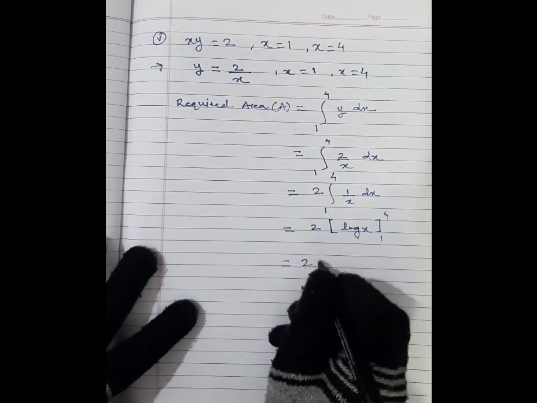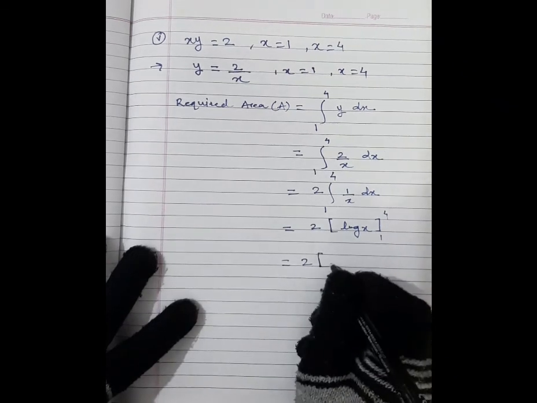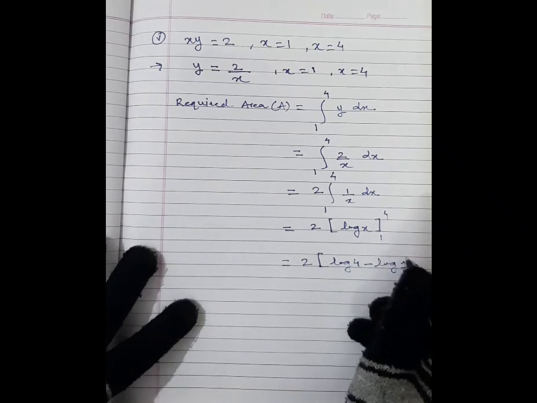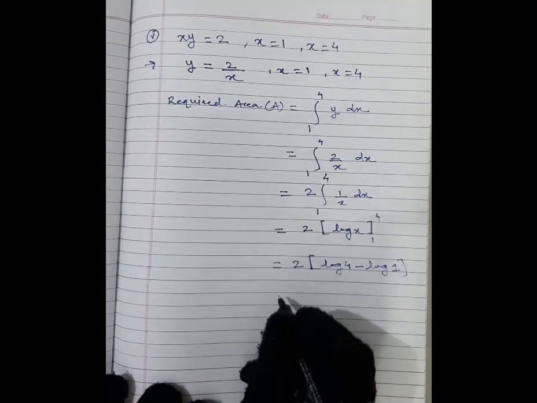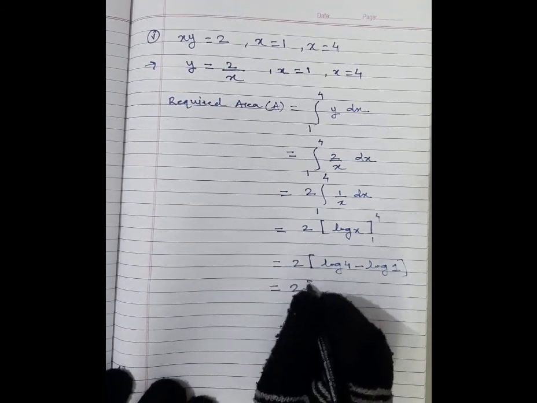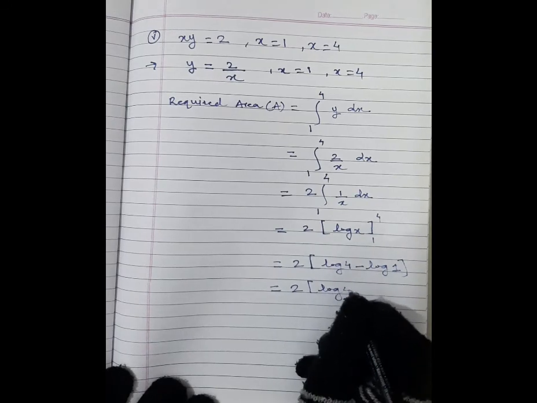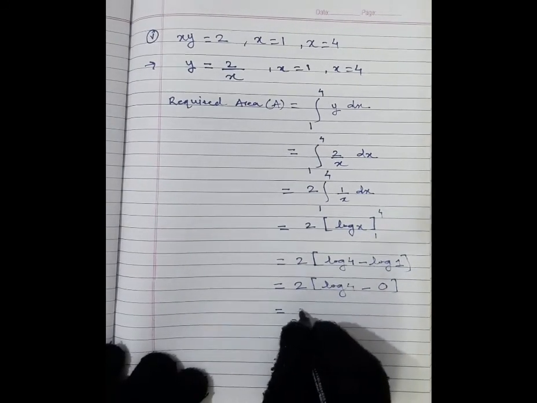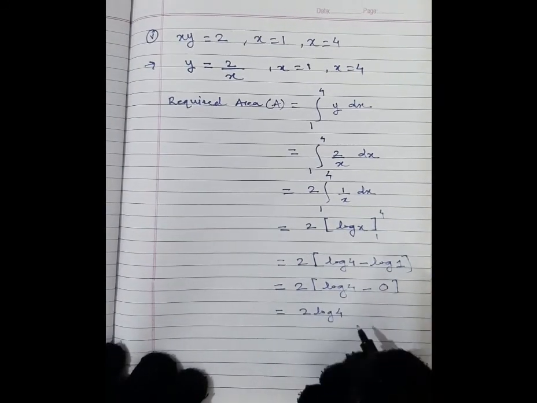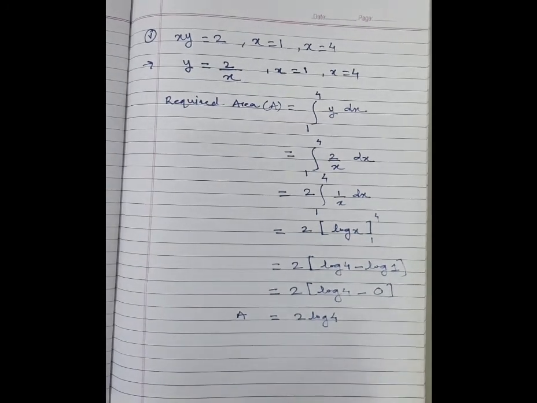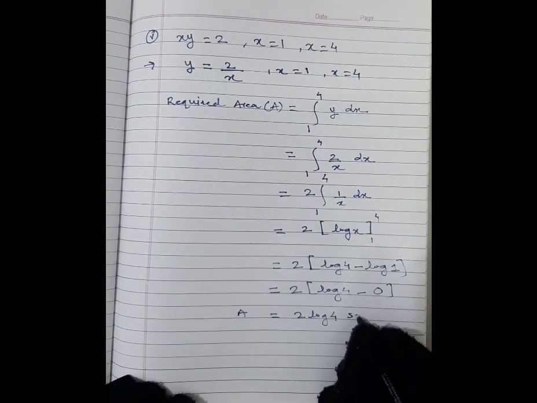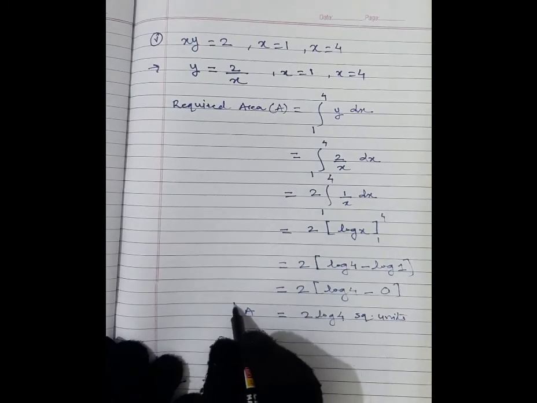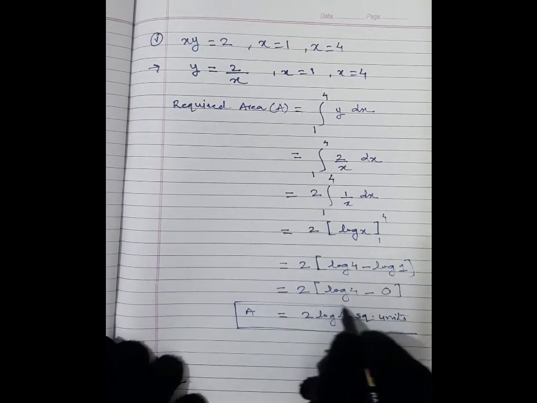Now next, substitute the limit. Upper limit log 4 minus lower limit log 1. Log 4 minus log 1. And what is the value of log 1? Students, we know that log 1 is 0. So here write 0. So what is our answer? The answer is 2 log 4. This is our required area. 2 log 4 square units. The area we get is 2 log 4 square units.